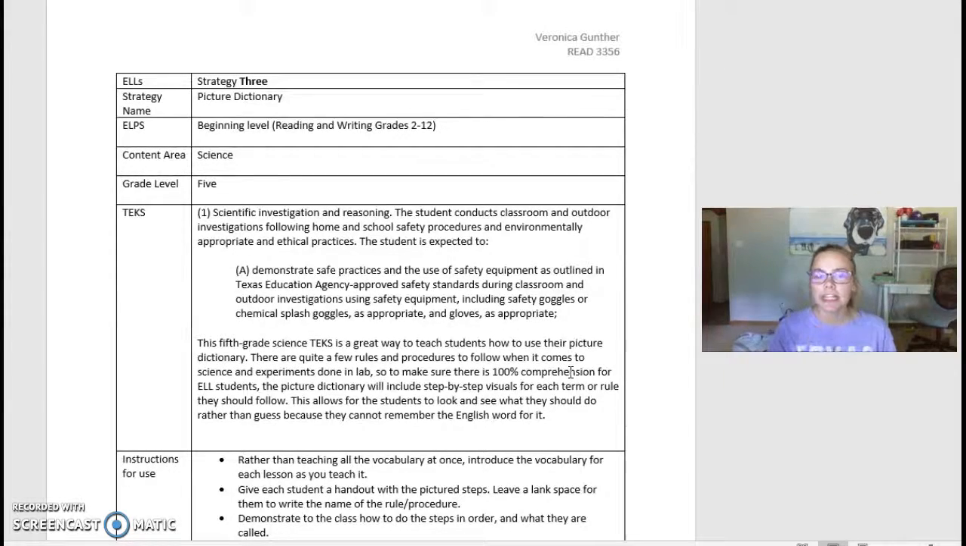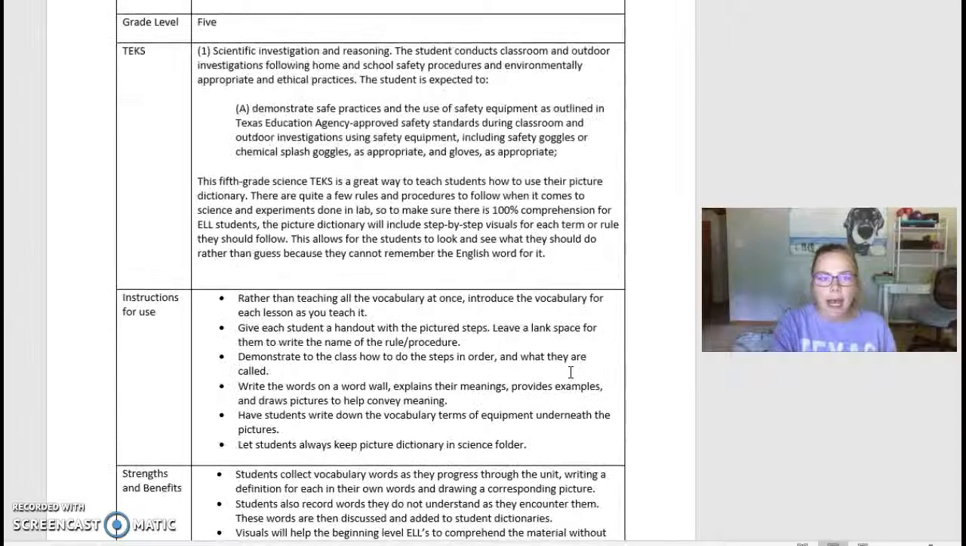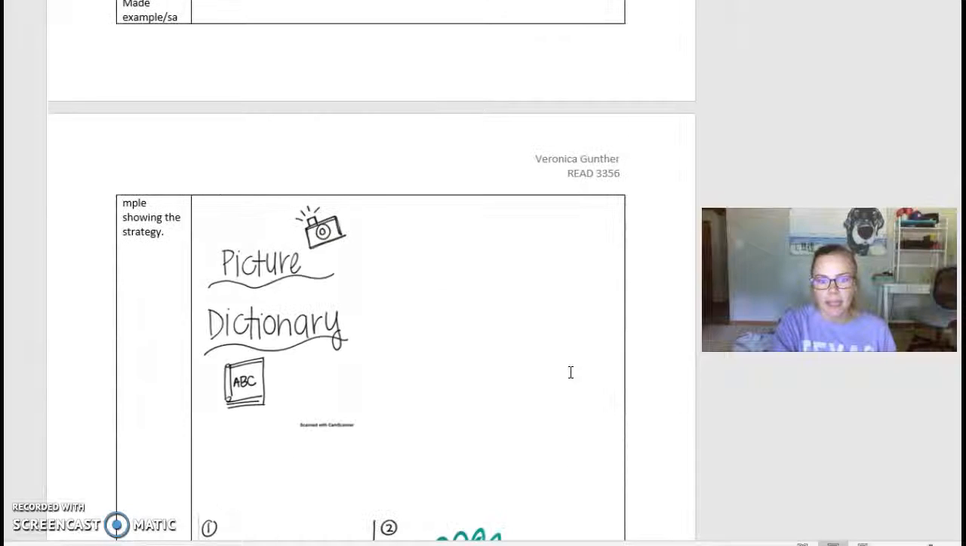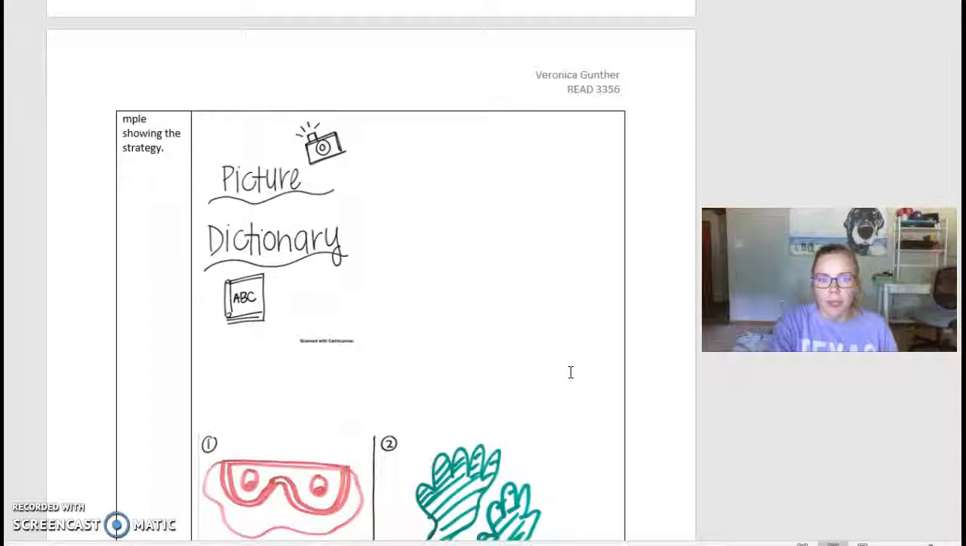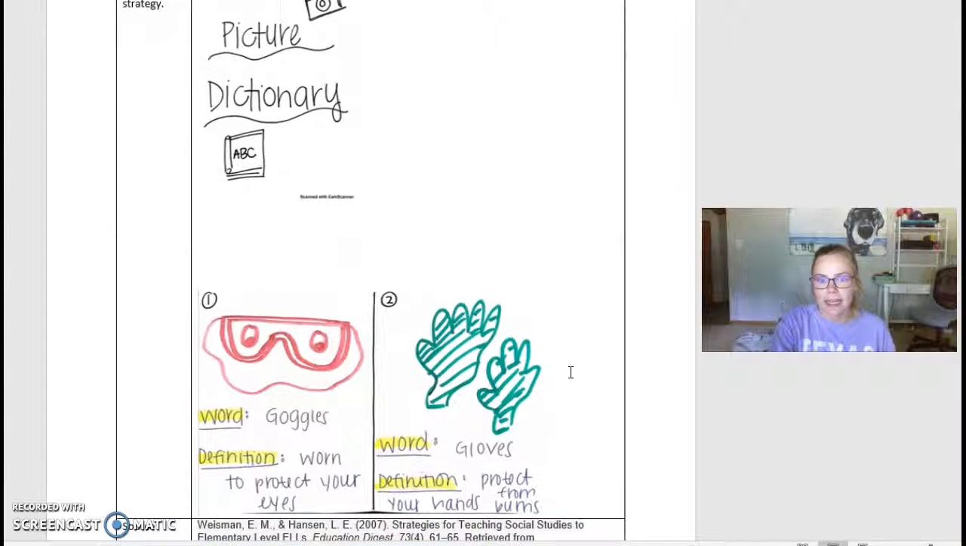The third strategy is picture dictionary. And this I use for beginning level ELL students. So picture dictionary is kind of exactly how it sounds. I use this for a science unit, going over rules, procedures, equipment, all that kind of stuff.